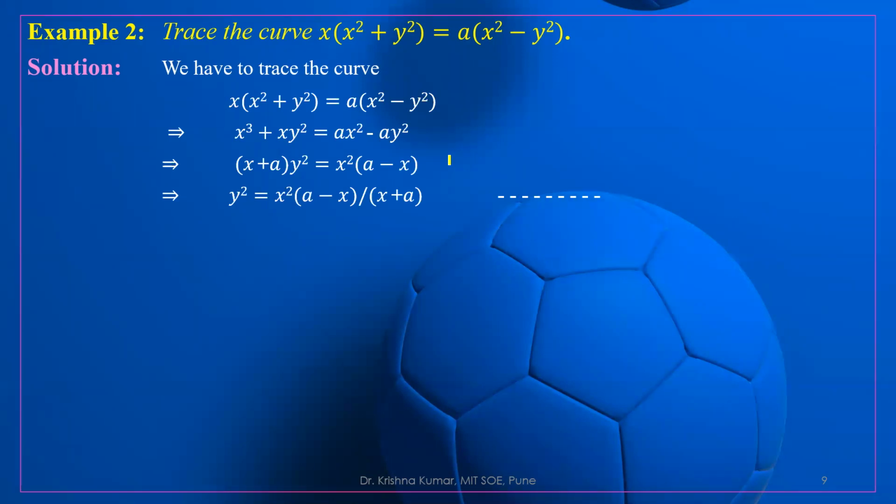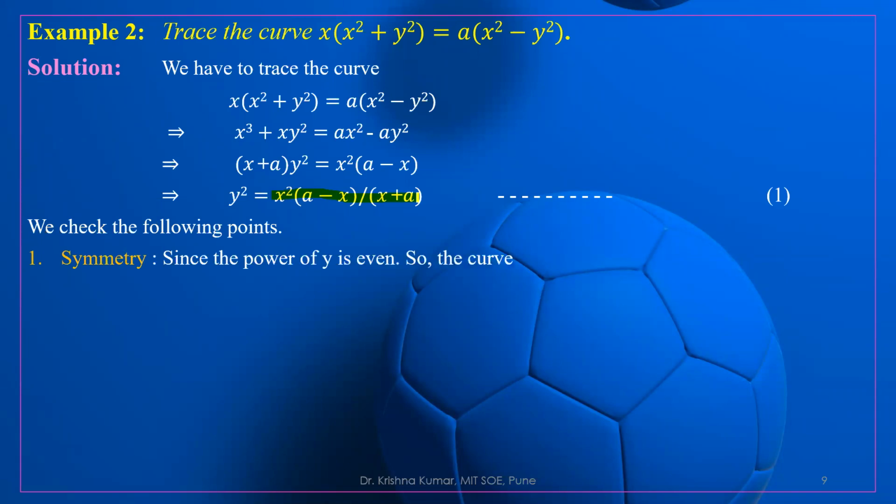Okay, so now we represented y in terms of x. So now it is clearly the explicit curve. Now we check the following points. What is the first point? Symmetry. So just look here. If we see the power of x, what is it over here? It is x cube. The power of x is not even, so it is not symmetric about the y-axis.